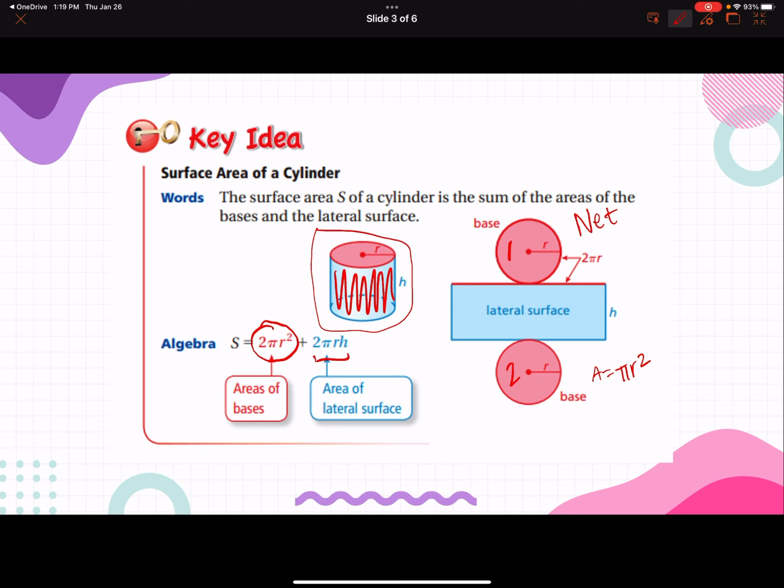Okay, and then this part right here is going to represent the area of the rectangle. The area of a rectangle is length times width. In this case, one of my dimensions is h, the height of the cylinder. And the other dimension, this red line that you see here, is wrapped all the way around your circle. So it's the circumference of a circle, which is 2 pi r. So the second part of this is 2 pi r times h, and that represents the area of my rectangle in the middle. Just like the surface area of a rectangular prism, I'm getting this formula from breaking down all the different pieces in the net.